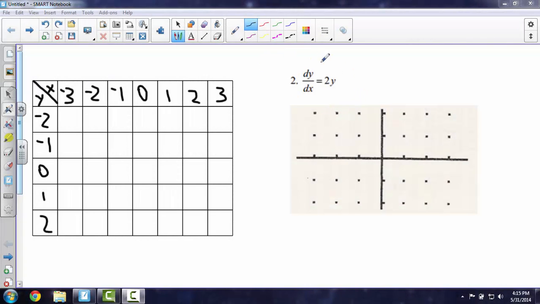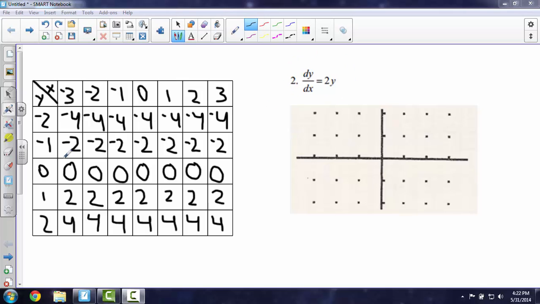The equation dy/dx equals 2y is going to be filled in on this table here. So we're going to plug in the values on the left side. -2 is -4. Plug in -1 and it will be -2. Plug in 0 and 0. Plug in 1 and it's 2. Plug in 2 and it's 4.